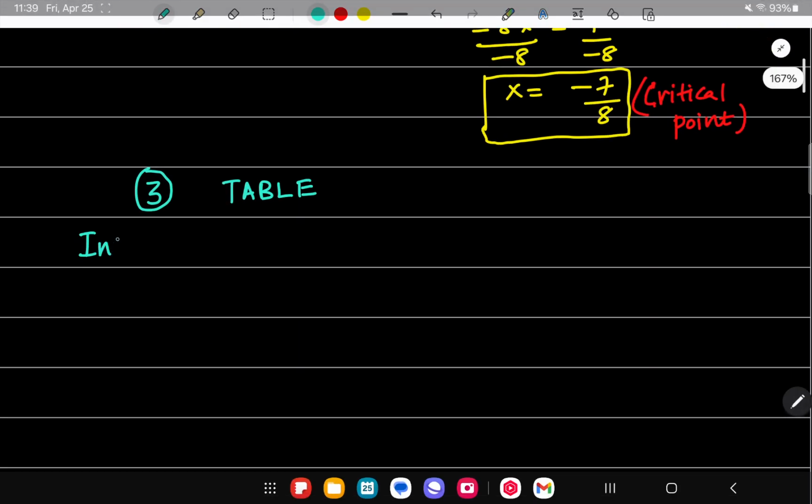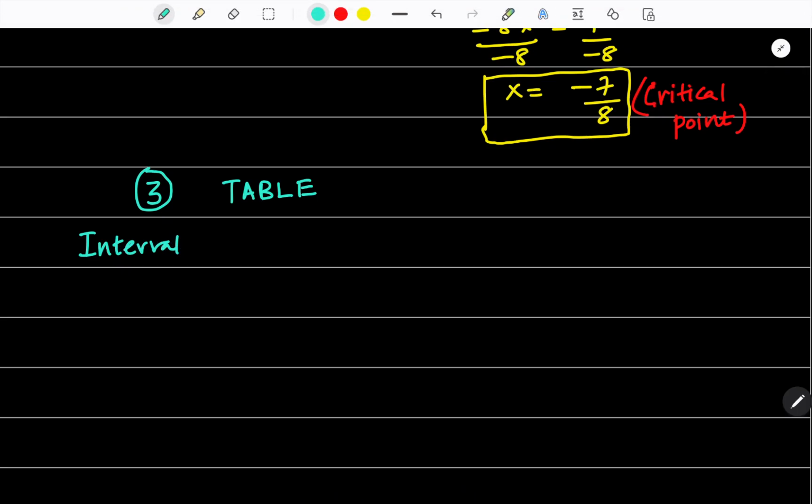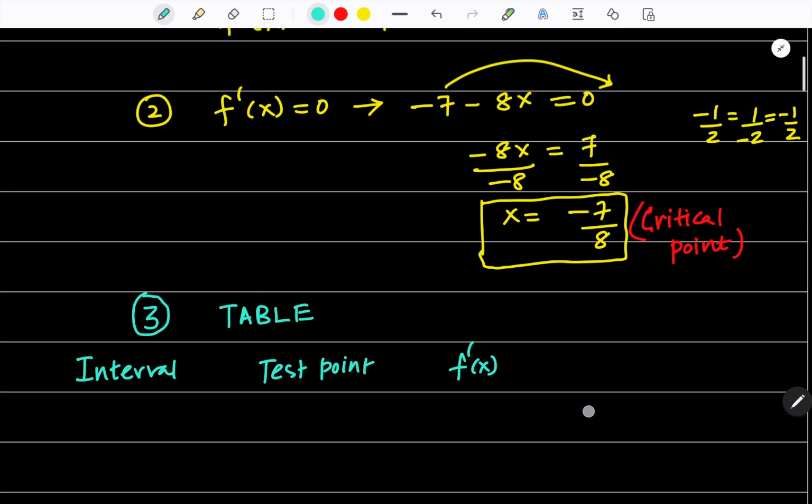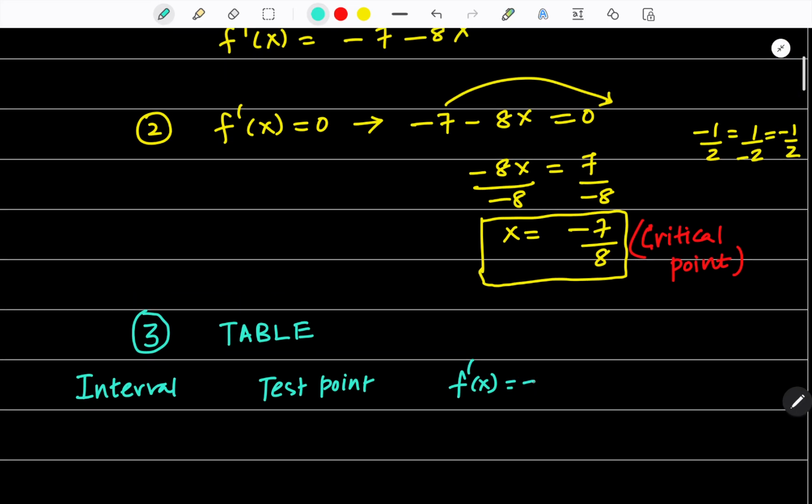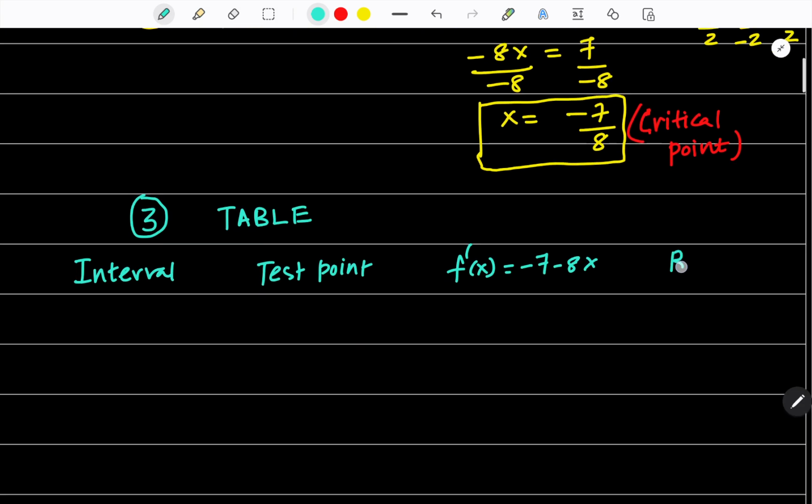So let me write here interval, and I will write the test point here. Then I will write f dash of x. Your f dash of x, just take it here, which is minus 7 minus 8x. Then we are going to write what is the behavior of the curve. Behavior means the movement, or you can see what is the nature of the curve. So let us make a table.